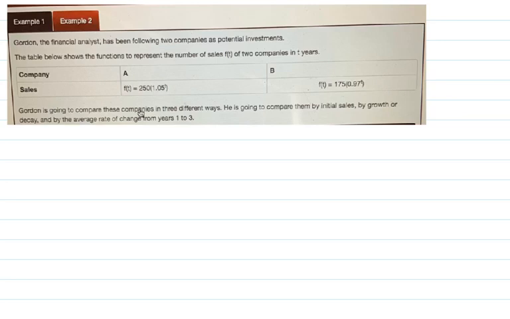The table below shows the functions to represent the number of sales, f of t, of 2 companies in t years. So here's company A, and then here's company B. Gordon is going to compare these companies in 3 different ways. He's going to compare them by initial sales, by growth or decay, and then by average rate of change from years 1 to 3. So let's just start with initial sales.